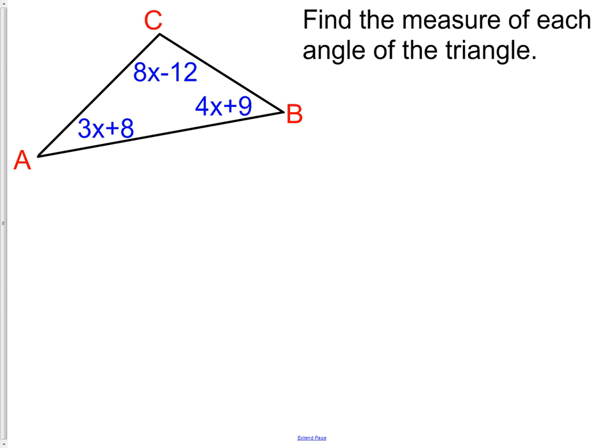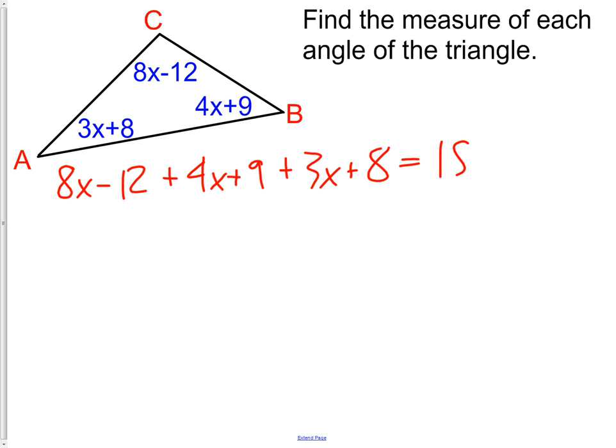One more question here. Find the measure of each angle of this triangle. Do you know how to do it? Well, one of the first things we learned about triangles is that if we add up angle C plus angle B plus angle A, the three interior angles of a triangle must add up to 180 degrees. So we take the three angles, 3x plus 8, 4x plus 9, 8x minus 12, and add them up to get 180 degrees. Now we just have an algebra problem to solve.